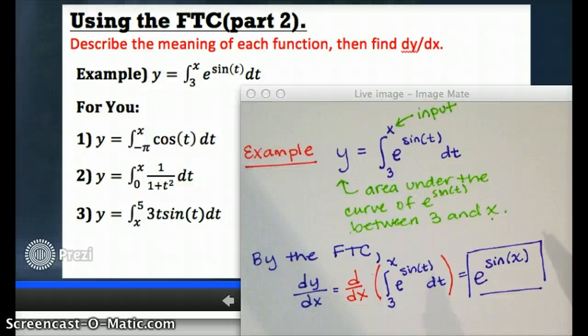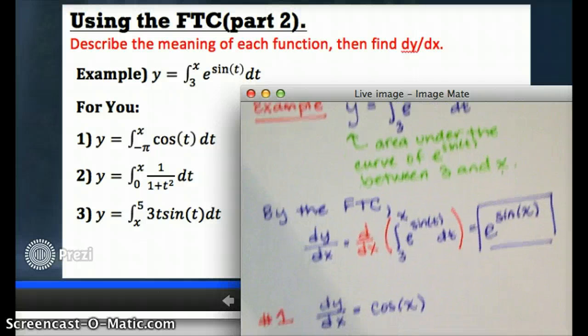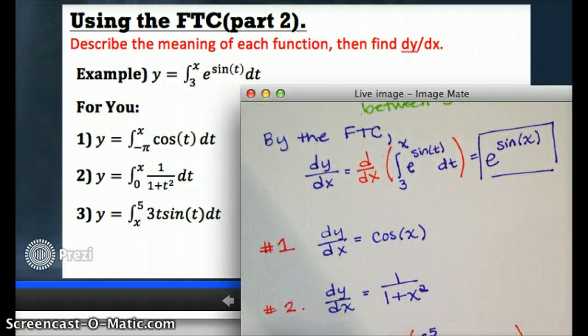Try this same process for 1, 2, and 3. Remember, explain what the function means, and then find its derivative, and make sure that you label the reasoning, which is by the fundamental theorem of calculus. So hopefully 1 and 2 were totally easy. Couple things to notice. Notice the substitution of the variable and that the dt goes away. Again, we'll talk a little bit about that in class.